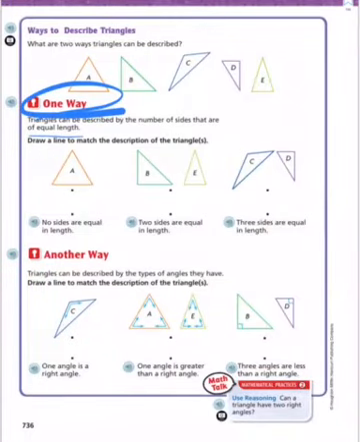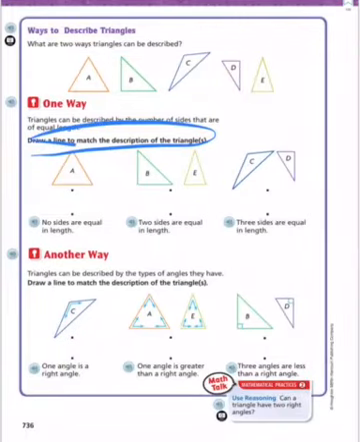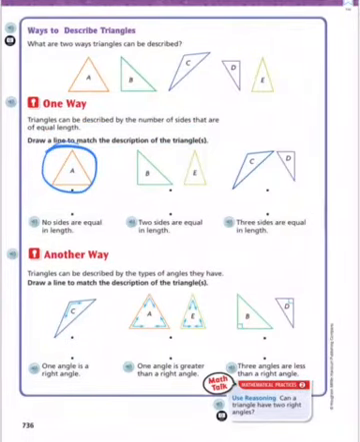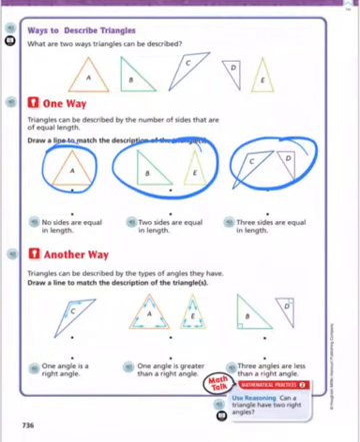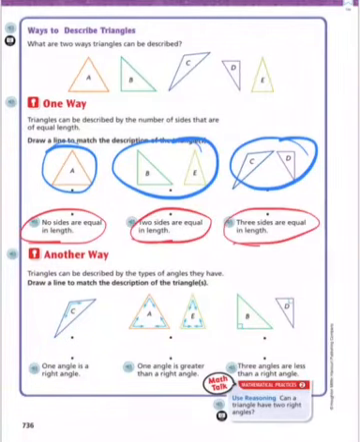Okay? So you're going to draw a line to match the description of the triangles. So we have three groups of triangles here. We have this triangle, that's one group. B and E are a group, C and D are a group. And you're going to draw a line from each group of triangles down to these descriptions. No sides are equal in length, 2 sides are equal in length, or 3 sides are equal in length.